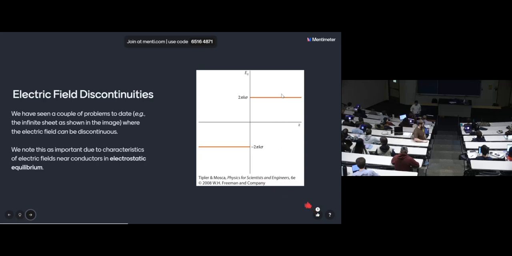We've seen for a couple problems to date, like the infinite sheet, this is what's shown in the image, where the electric field can be discontinuous. We saw in the last problem where the electric field was continuous at the boundary. But the electric field can be discontinuous. And this is important because this is exactly what's going to show up in the case of conductors. The characteristic of electric field near conductors in electrostatic equilibrium tends to create discontinuous electric fields.